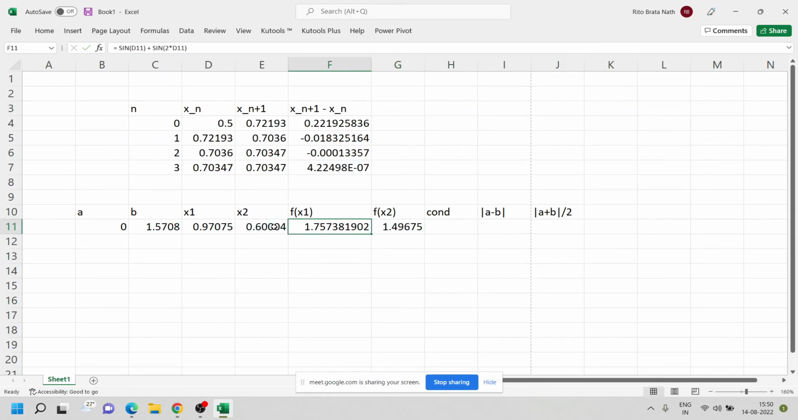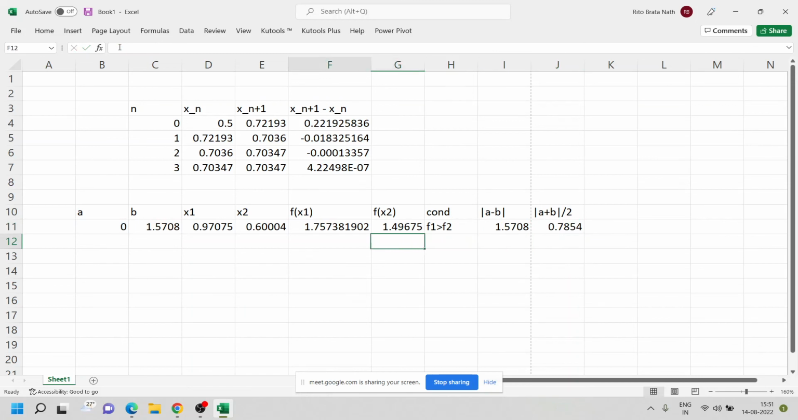Now you can see your f1 is greater than f2. So this you can write like f1 greater than f2. This difference is again this minus this. The modulus I'm not showing right now, that's fine, can fix it later. And also this will be divided by 2.